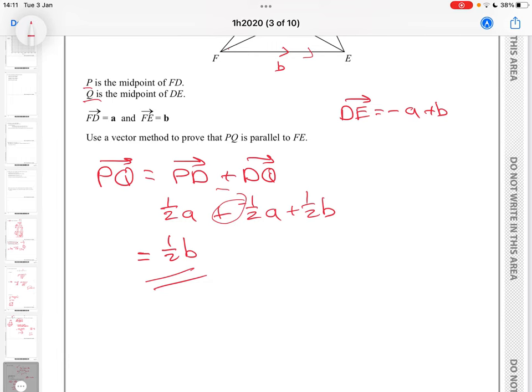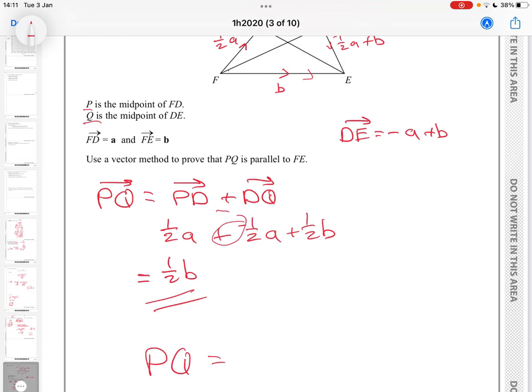So if I have to prove that they are parallel, I know that PQ, which we've just worked out, is a half b. If you look at FE, which is b, you can see that I can say, okay, well, actually, because it is b, that is a half of FE. So we have proven that they are parallel.